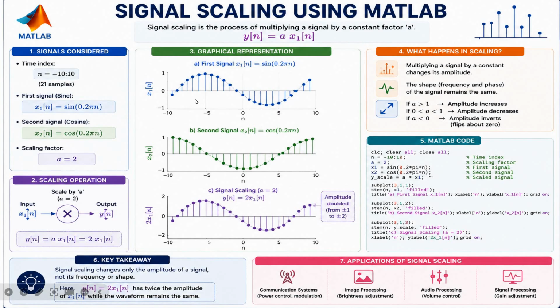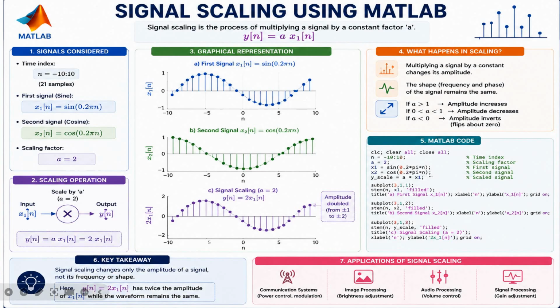Actually, we should take only one signal, but I have taken two signals here, x1 of n and x2 of n, but I have scaled only one signal, that is x1 of n. So x1 of n is sine of 0.2 pi n, and the second signal is the cosine signal, x2 of n is equal to cos of 0.2 pi n. This is the sine and this is the cosine waveform.